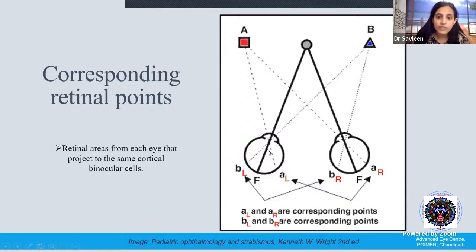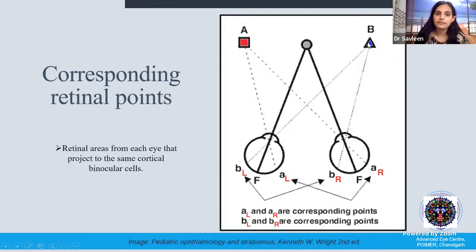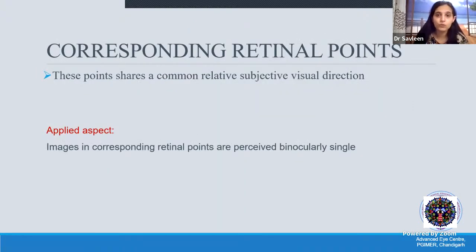So retinal areas from each eye that project to the same cortical binocular cells are known as the corresponding retinal points. Similarly, if I want to look at an image B, this object is also forming one image in one eye and a corresponding point is being stimulated in the other eye. So these two points stimulate the same cortical binocular cells. So we get the same sense of visual direction from that object particularly. These two points share a common relative visual direction. So we know this is the same object being imaged by two eyes.